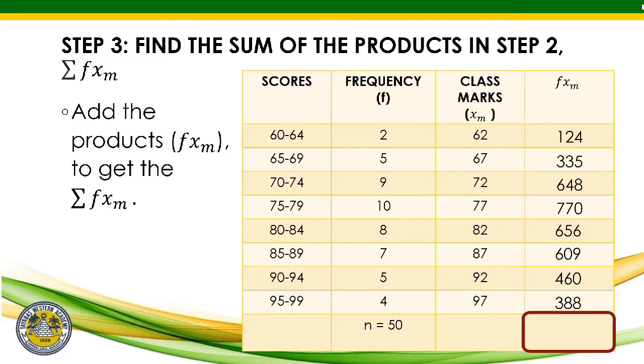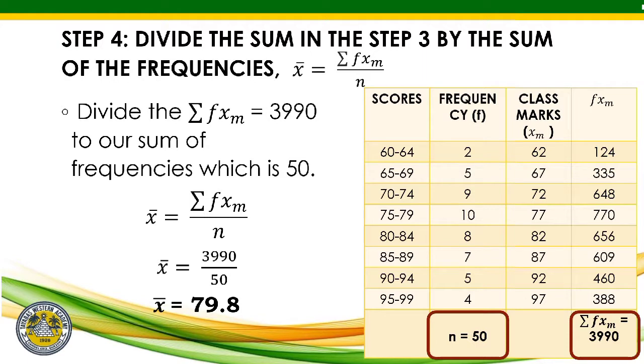Step 3, let's find the sum of the products in step 2. You're just going to add the products to get the summation of the frequency times class mark. So 124 plus 335 plus 648 plus 770 plus 656 plus 609 plus 460 plus 388 is equivalent to 3,990. Step 4, we need to divide the sum in step 3 by the sum of the frequencies. So divide 3,990 by our sum of the frequency, which is 50. Therefore, using this formula, 3,990 divided by 50, we have 79.8.